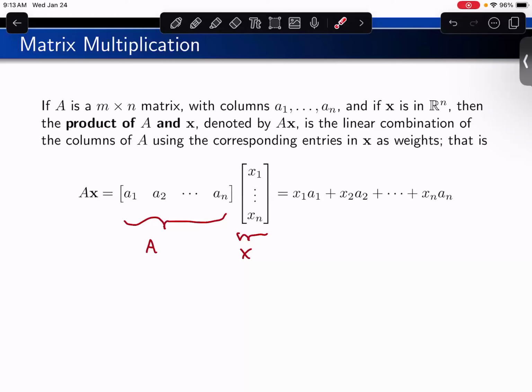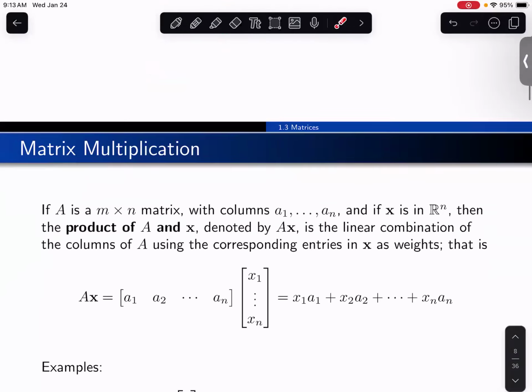And so you should really be thinking that this is a dot product, right? This is the dot product of A with X. It's A1 times X1 plus A2 times X2, all the way up to XN times AN. You can also think of this as a dot product of the column vectors of A with this N vector X right here.